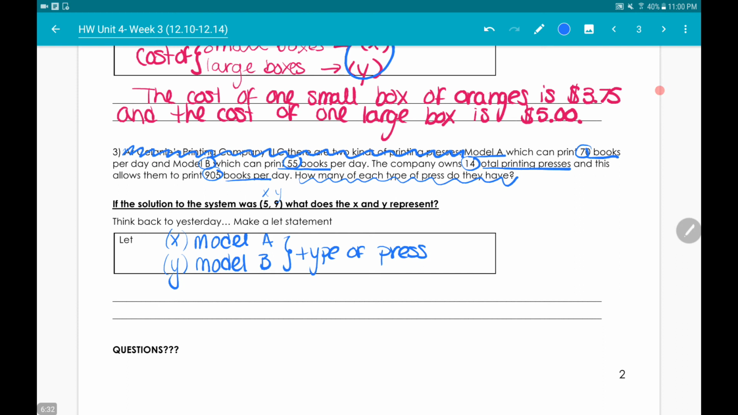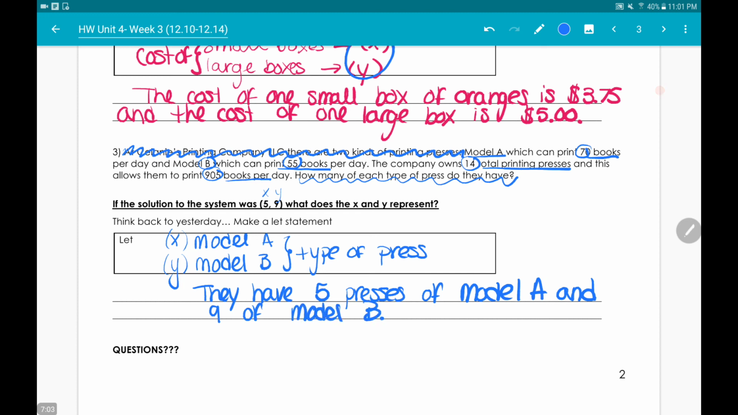However, when we're answering our question, we need to make sure we are labeling it and going back to our let statement. So the question said, how many of each type of press do they have? So they have 5 presses of Model A, because that's my X, and 9 of Model B. Okay, again, I use my question. That's right here. And I use my let statement.